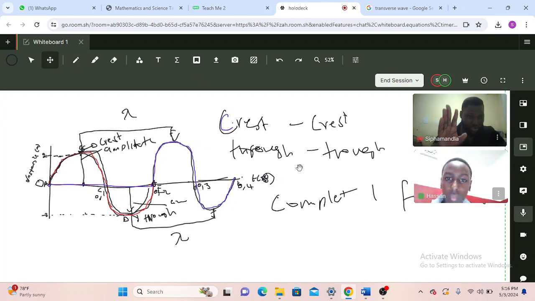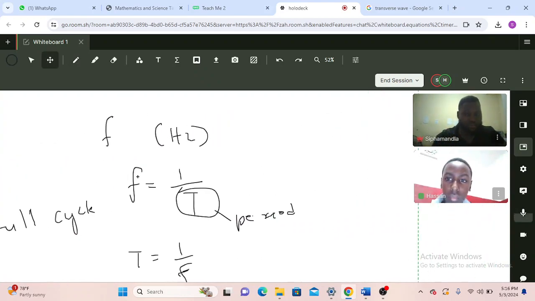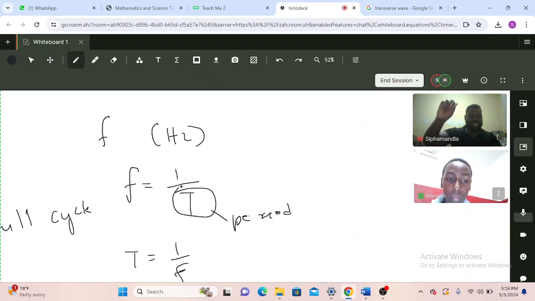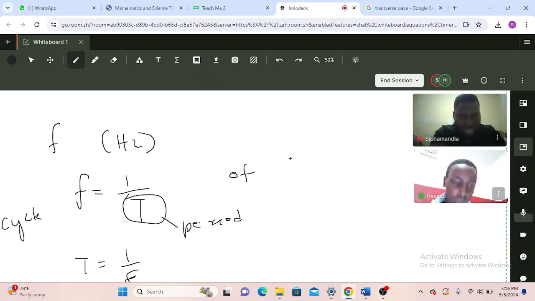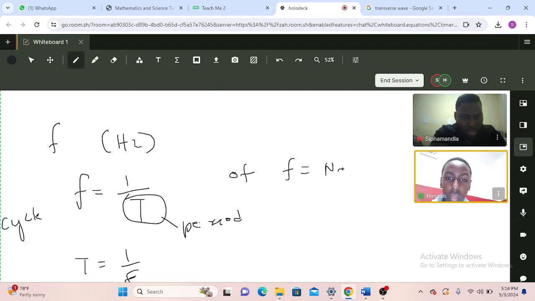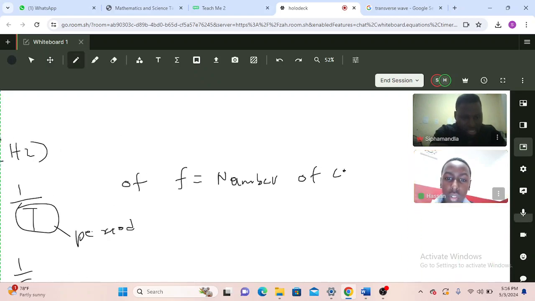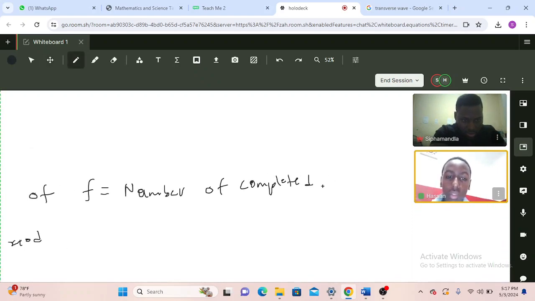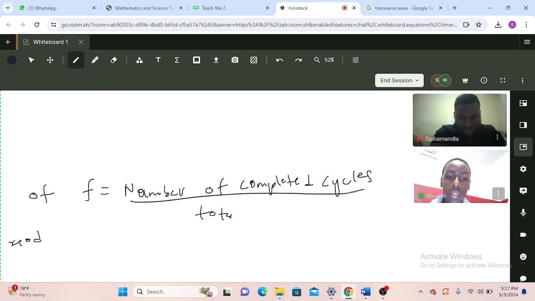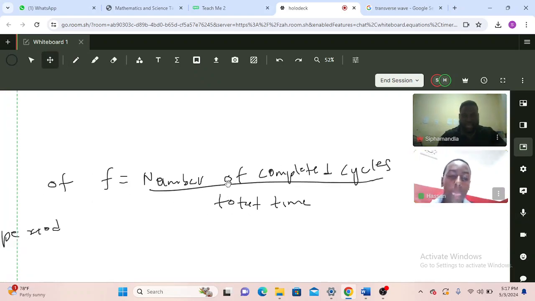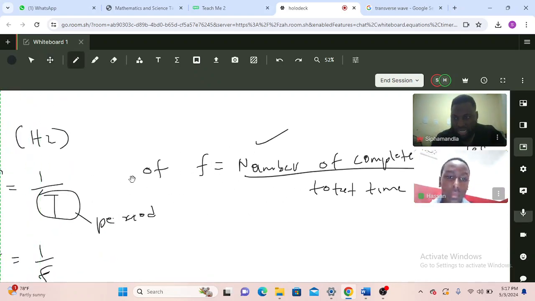But now let me show you the trick. In order for you to calculate the frequency, you can say the frequency is 1 over T, or you can say the frequency is equal to the number of completed cycles over the total time. So you can calculate the frequency like this, or like that.